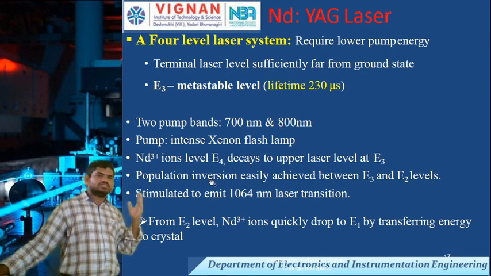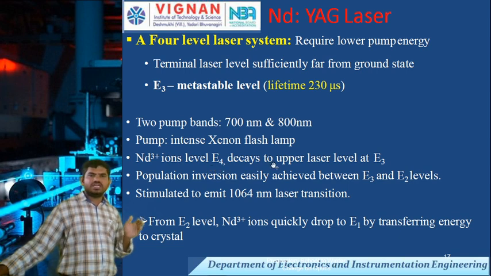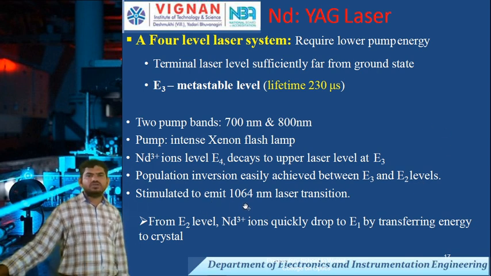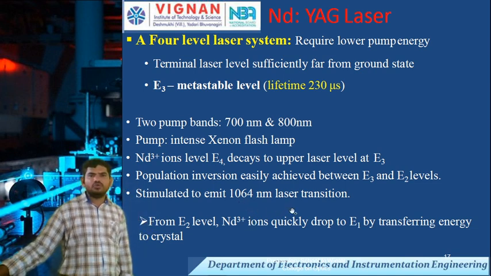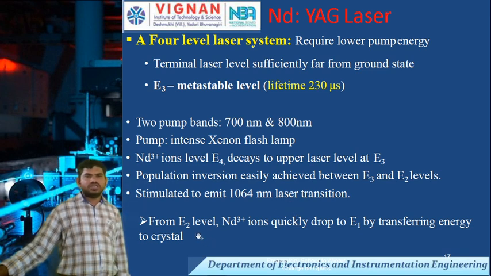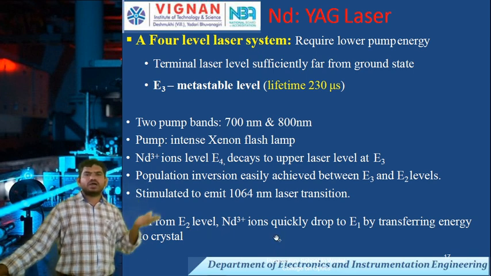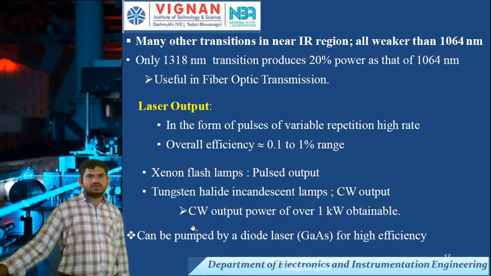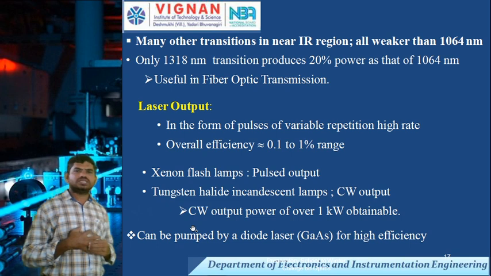Now the Nd3+ ions at level E4 decay to the upper laser level E3. Population inversion is easily achieved between E3 and E2 levels, and stimulated to emit a 1064 nanometer laser transition from E3 to E2. The neodymium ions then quickly drop to E1 by transferring energy to the crystal.